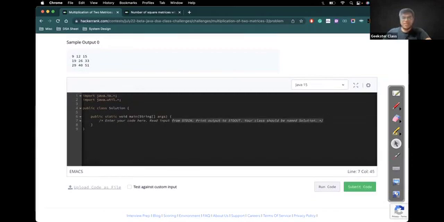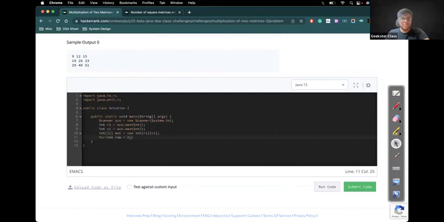So let's first input the matrices. Scanner scn is equal to new Scanner(System.in). So int r1, that is the rows of the first matrix. Int c1, that is the columns of the first matrix. Then let's take the first matrix, which is r1 cross c1. Now let's take all the inputs of the first matrix. Row will run till r1 with row plus plus. Column will run till c1 with column plus plus.